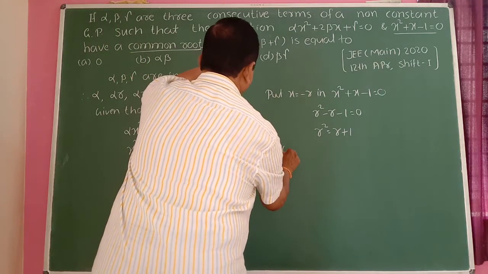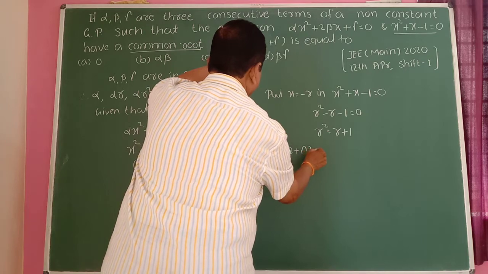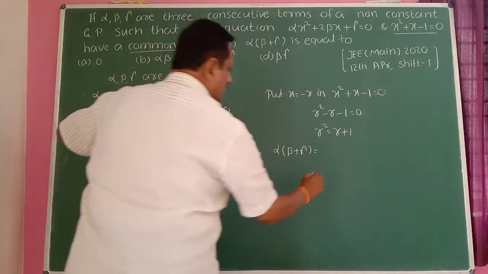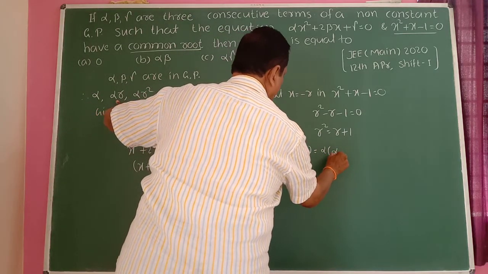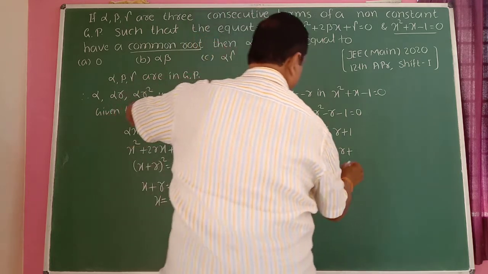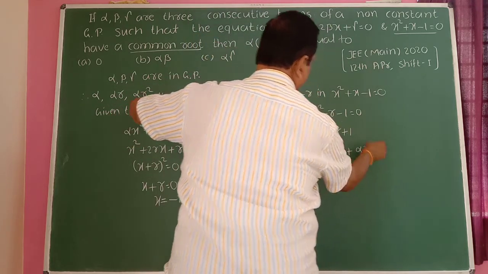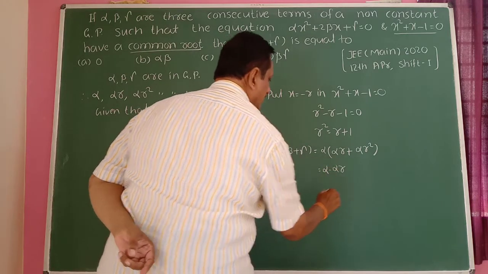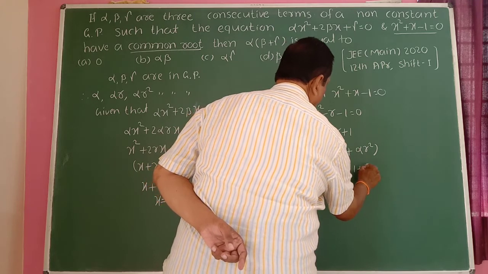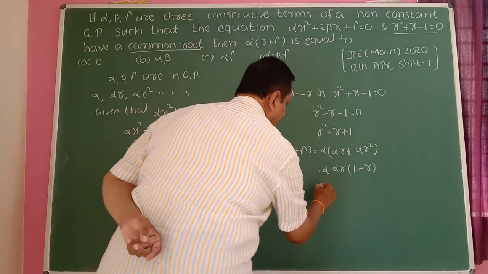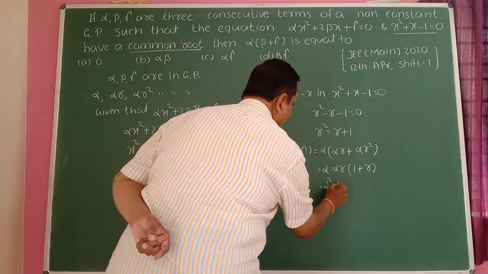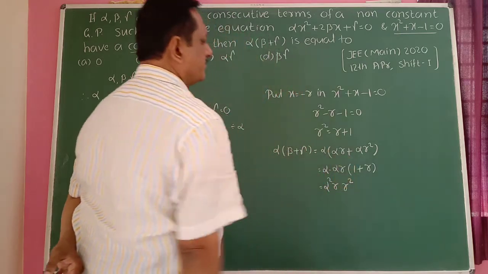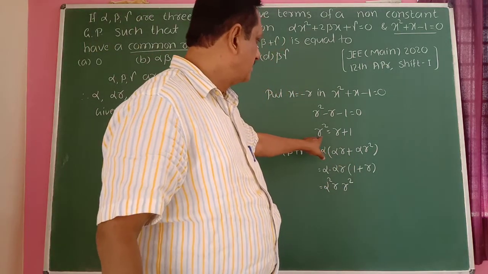So alpha into beta plus gamma is equal to, here beta is alpha r. So alpha into alpha r plus gamma, which is alpha r square. Therefore, alpha r is common. Alpha into alpha r common factor, 1 plus r. Alpha into alpha becomes alpha square r into 1 plus r. But 1 plus r is r square, so write here r square.